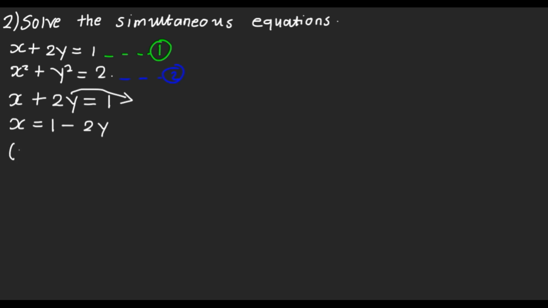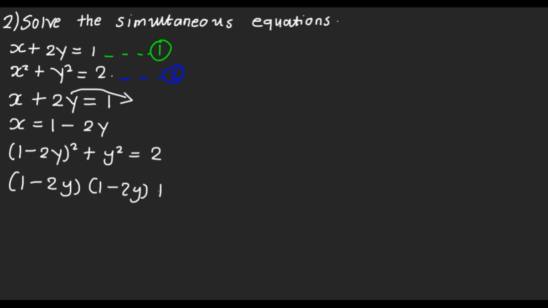So this will be open brackets 1 minus 2y squared plus y squared is equal to 2. So I need to now expand 1 minus 2y multiplied by 1 minus 2y plus y squared is equal to 2. So we are going to use now the algebra. So the 1 will multiply with the 1. So 1 times 1 is 1. The second one will say 1 times negative 2, which will give us negative 2y.